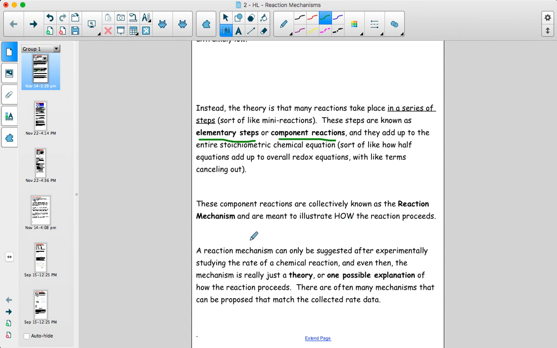So they're trying to give you a sense of the actual steps that the reactants take, and what the in-between things are that form on the way to forming the products. It's worth noting that the reaction mechanism is not taken as truth. It can only be figured out experimentally, and even then it's just a theory, which means it's just a possible explanation. It is a suggestion. The more data we collect, the more confident we can be in that suggestion, but usually there's more than one mechanism that could match the collected rate data. So they're not proven to be 100% true, and there are usually multiple mechanisms that could be suggested.